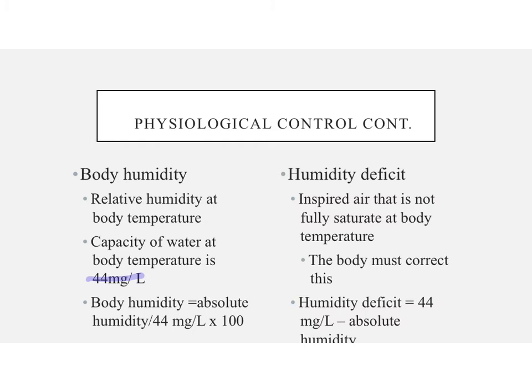So the humidity deficit will equal 44 milligrams, which is what you're going to use, minus the absolute humidity. If the humidity in the body has not met the temperature and it's not at 44 milligrams, you are going to subtract. So let's say that the gas is 75% saturated. That means 25% of the gas is not saturated.